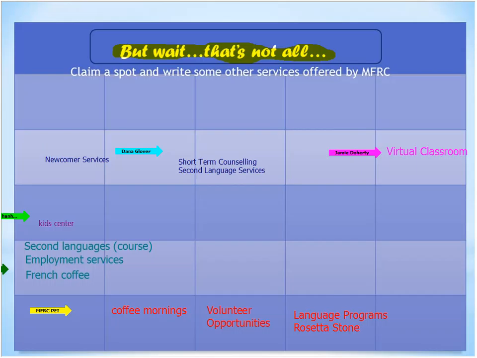Perfect. So we've got quite a list on here. We've got newcomer services, short-term counseling, second language services, virtual classroom, kids center, second language courses, employment services, French coffee, coffee mornings, volunteer opportunities, language programs like Rosetta Stone. Wow, you guys are really familiar with this MFRC. That's fantastic.